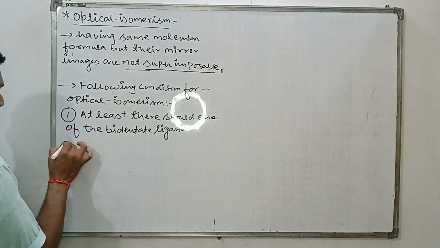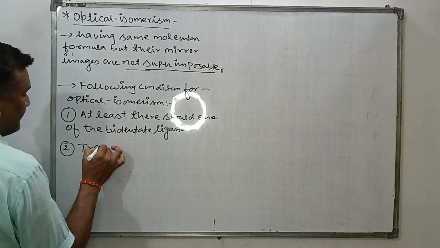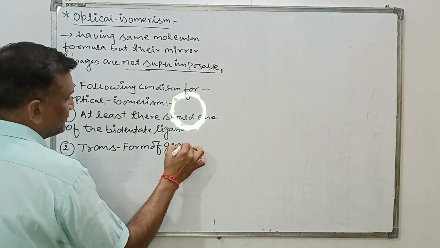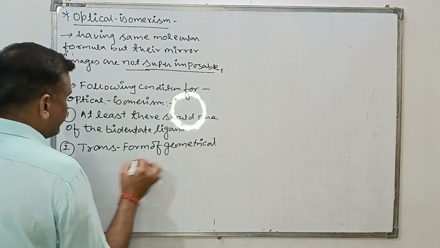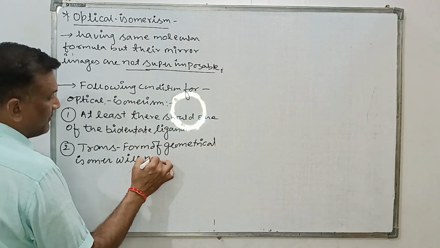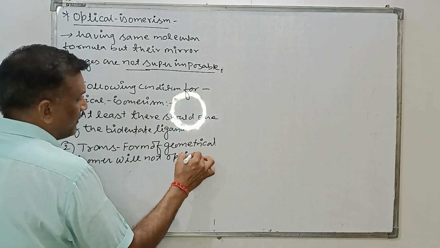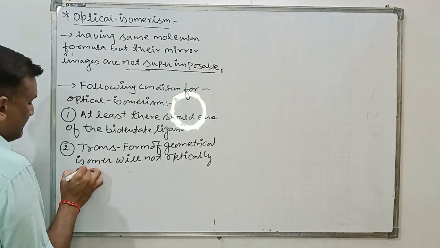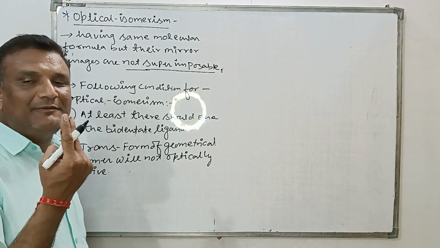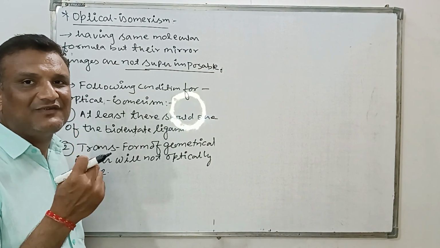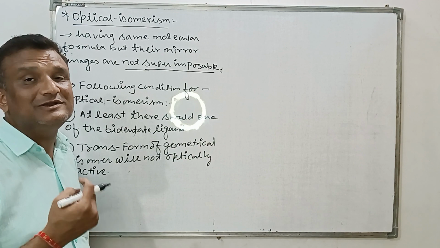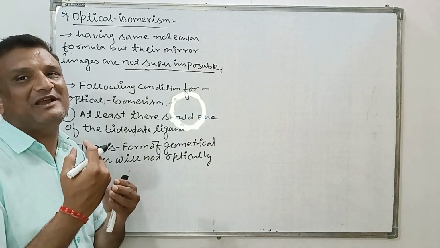Second, the trans form of a geometrical isomer will not be optically active. We have discussed in the previous video, there are two forms of the geometrical isomer, cis and trans. So cis shows optical isomerism while trans does not, because the particular mirror image of trans will be superimposable.